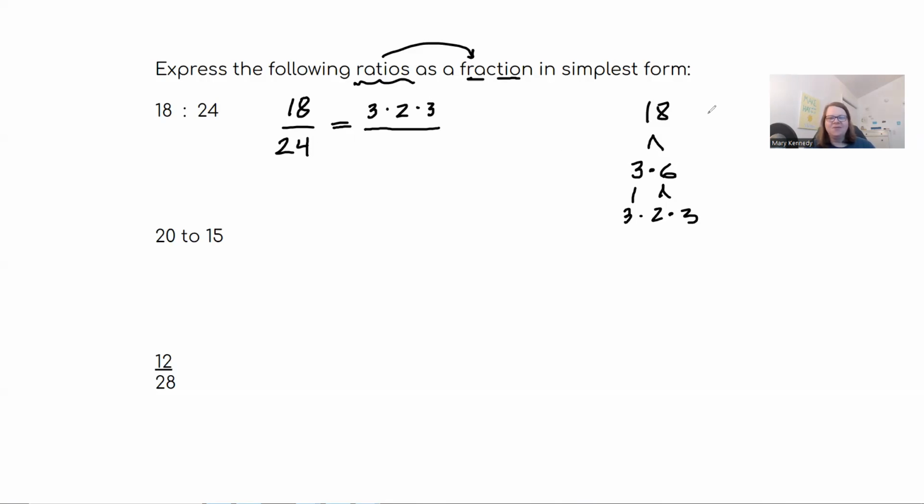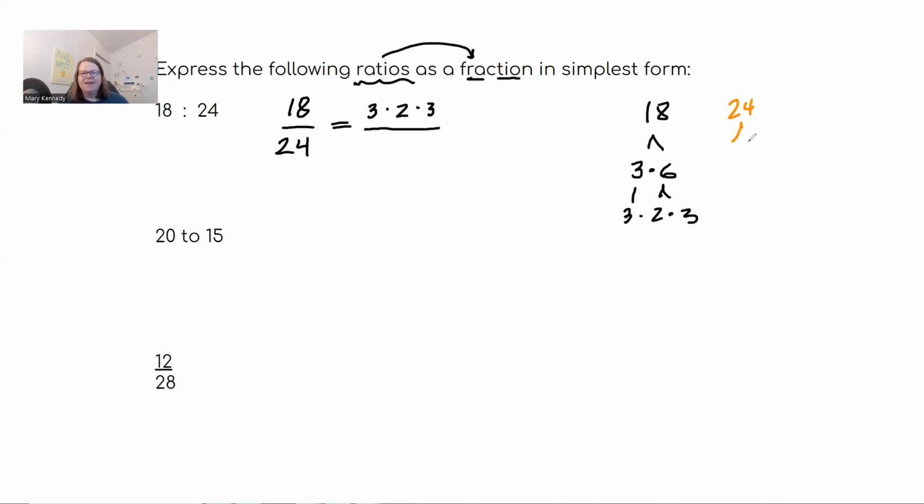Okay, let's do the same thing for 24. How can I get 24 when I multiply? 2 times 12, 3 times 8, 4 times 6. There's lots of ways to get there. I'm going to do 4 times 6. And now say, well, how can I break that down? Well, 4 is 2 times 2, and 6 is 2 times 3. So those are the things I can multiply to get 24.